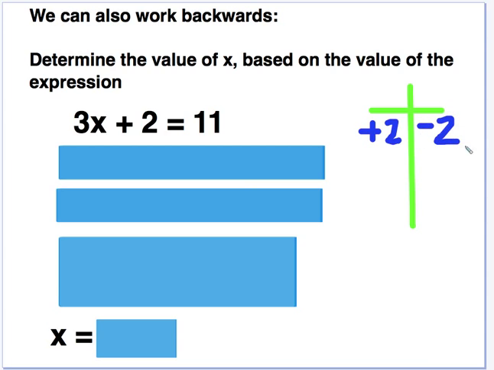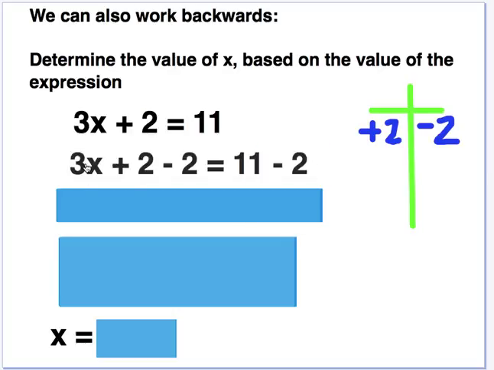And this is what I'm going to introduce to the equation to get rid of that plus 2. So it looks like this. The 3x stays the same, because remember I'm doing the opposite of order of operations. Normally I would do the times 3, but because it's the opposite, I do addition first. So it's 3x plus 2 minus 2.